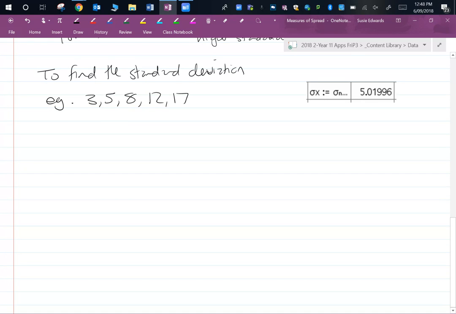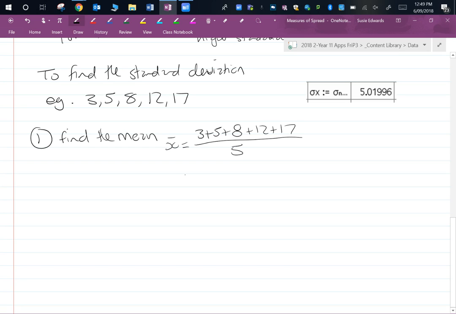All right, so step 1, if we're finding the average distance from the mean, what do you think we have to do first? Find the mean, okay? So step 1, find the mean. There's only 3 steps, okay? One of them is just a bit long. Find the mean. So 3 plus 5 plus 8 plus 12 plus 17 divided by 5. So our mean is 9. Okay, so we have to find the mean first.